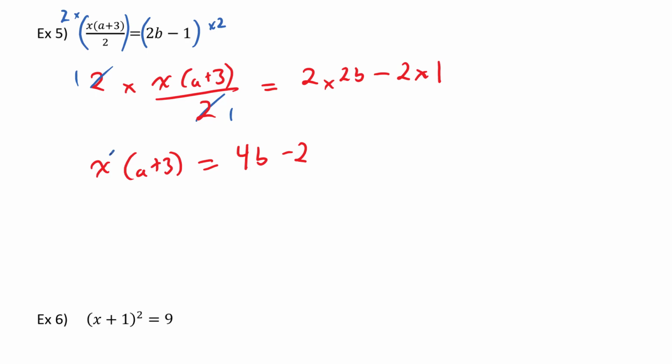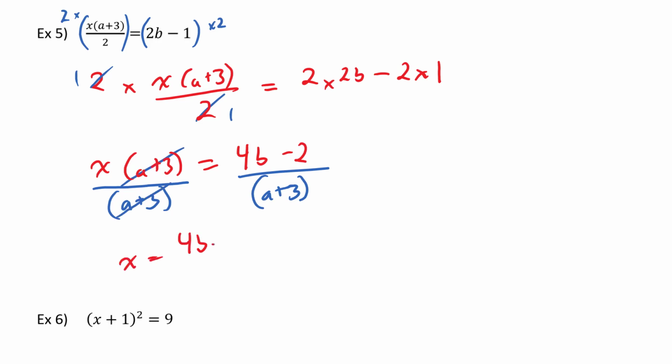What you could do next is distribute the x to this value and this value here. But I'm not going to do that. Let me show you why. I want to isolate x on its own. I have x times (a + 3), so to get rid of that, I'm going to divide both sides by a plus 3. These cancel each other out. I'm left with x is equal to (4b minus 2) divided by (a + 3).